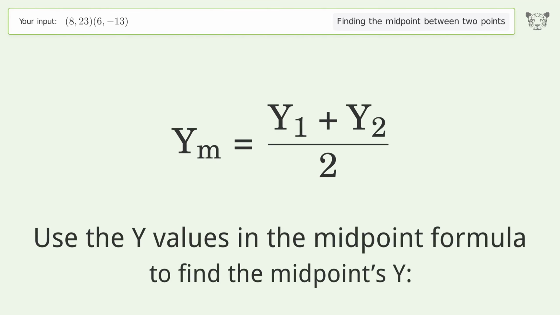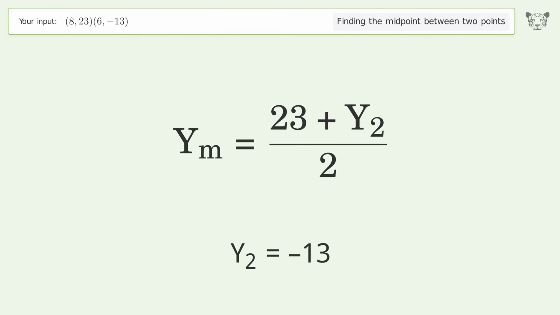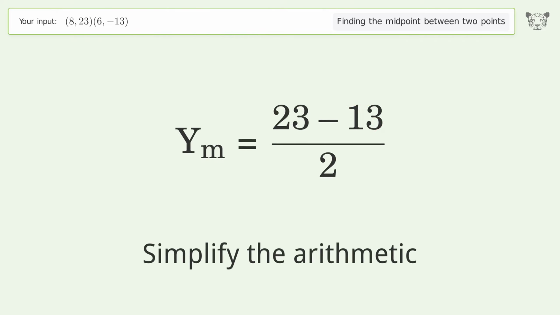Use the y values in the midpoint formula to find the midpoint's y. y1 equals 23, y2 equals -13. Simplify the arithmetic.